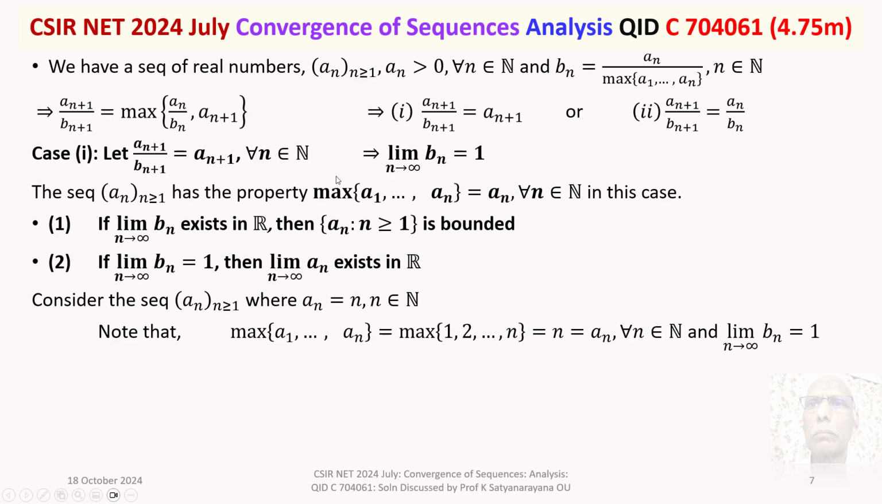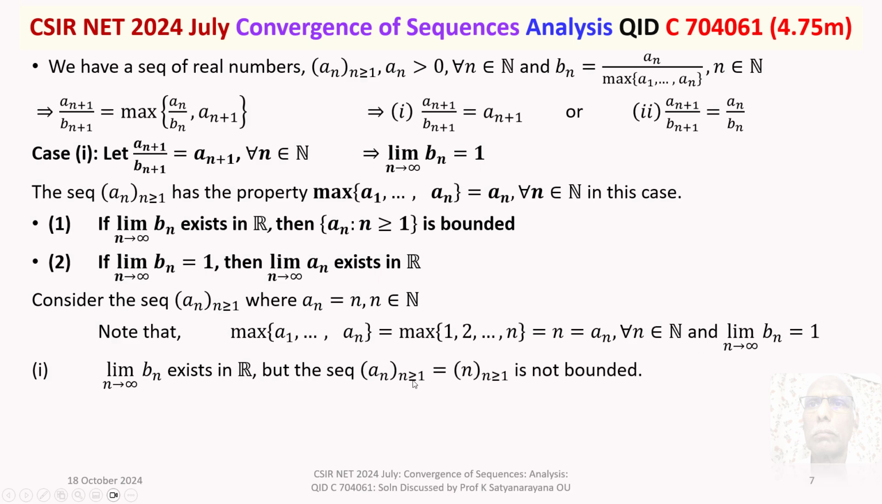In case 1, these are the two properties the sequence b_n and the sequence a_n should have. These two properties are what we have for the sequence we have considered, that is (a_n), n belongs to N. Right. Now see, the limit of b_n as n tends to infinity exists, yes, because it is 1. But the sequence a_n, n belongs to N, is not bounded. 1, 2, 3, 4, 5, 6, and so on and so forth, is not a bounded sequence.